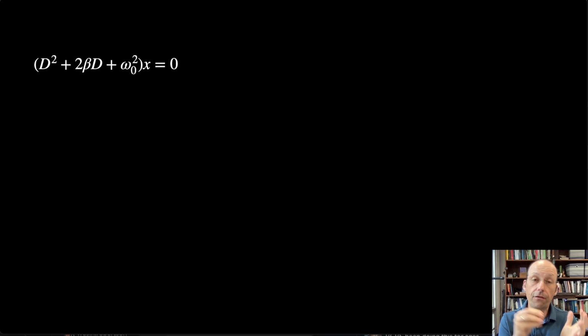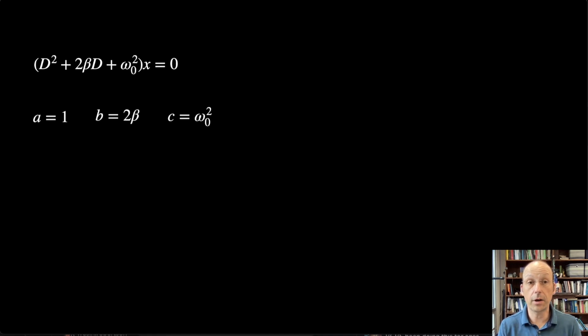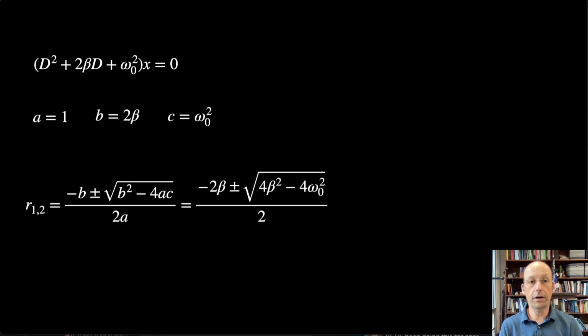I need to find the roots of that operator, D squared plus 2 beta D plus omega naught squared. So let's just say A is equal to 1, B is equal to 2 beta, and C is equal to omega naught squared, because that's a quadratic equation. I'm trying to find the roots of a quadratic equation. Even though its terms are operators and not variables, that's fine. It doesn't really matter. So I can use the quadratic formula.